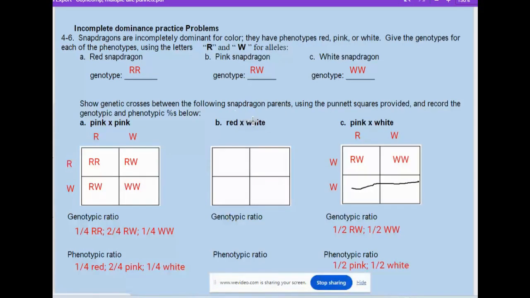All right, so you're going to have to do this one in the middle. It's a red and a white. That's the easiest one possible. So I'll even tell you, it's going to be RR for red, WW for white. All four boxes are going to be the same. They're going to be all RWs. They're all going to be pink.